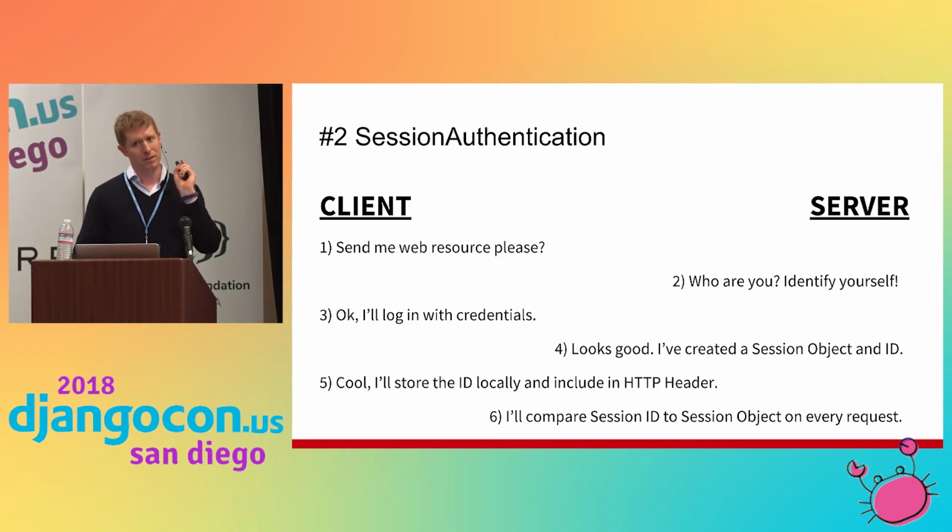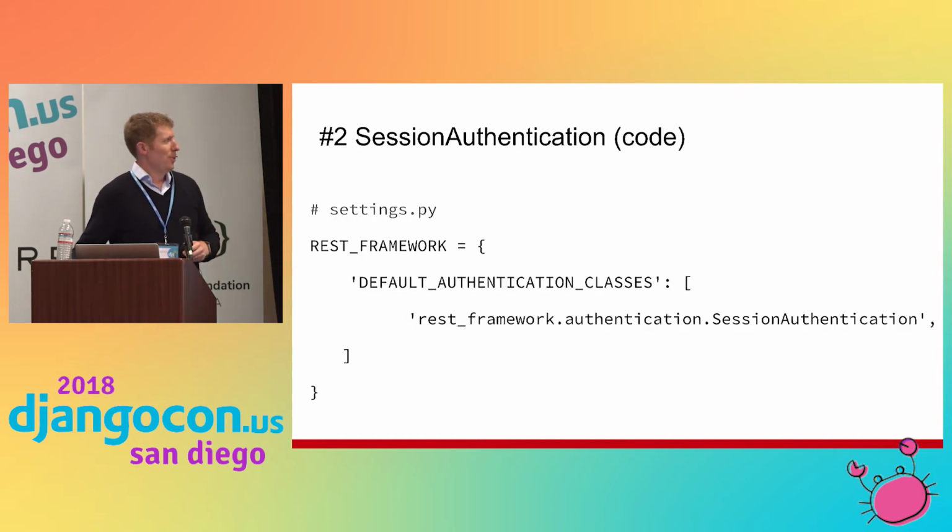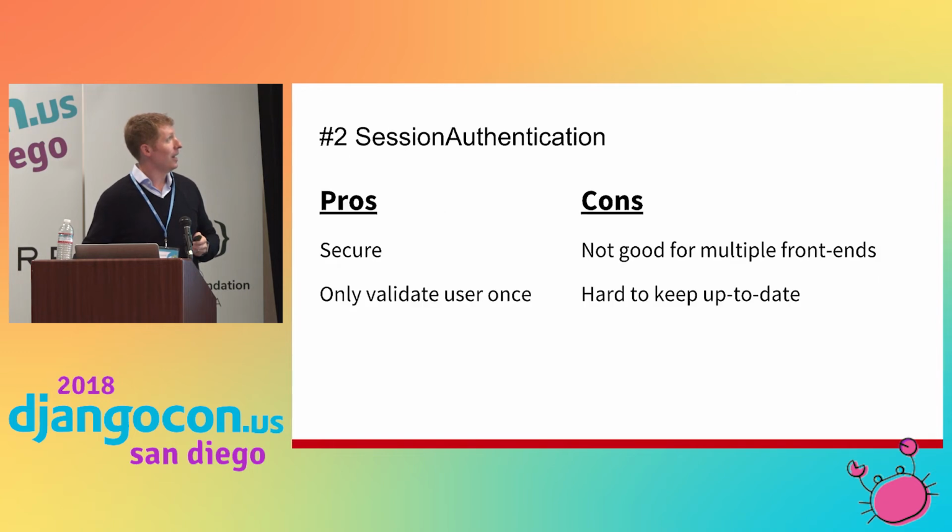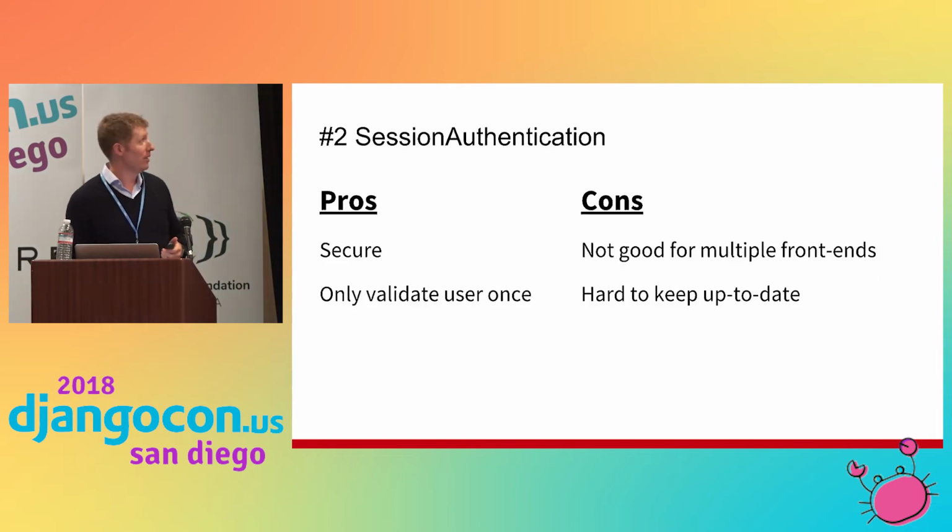And we do that in every request where we need to be authenticated. Again, it's a one-line change. Thank you, Django REST Framework. And pros and cons, my opinion on it. Pros are that it is secure. It's what Django uses. It works quite well. You only have to validate once. Then you use the session ID to pass back and forth. You're not putting the username and password in every single request. But there are some challenges.